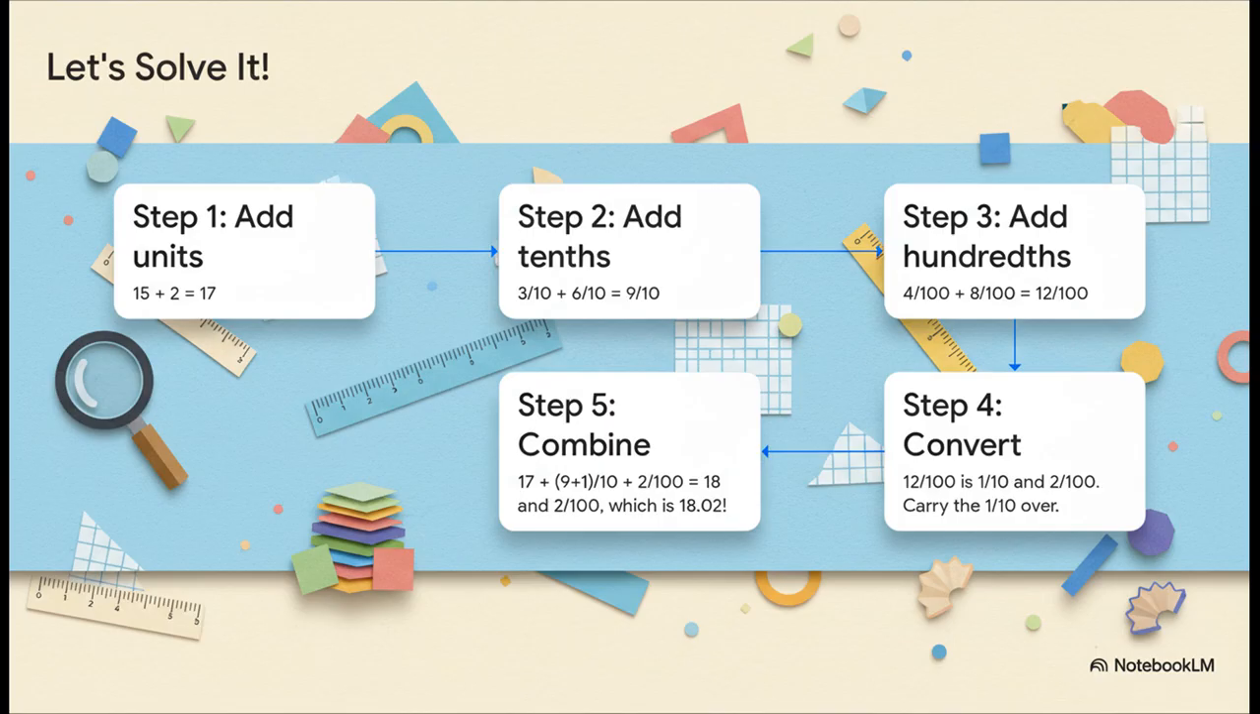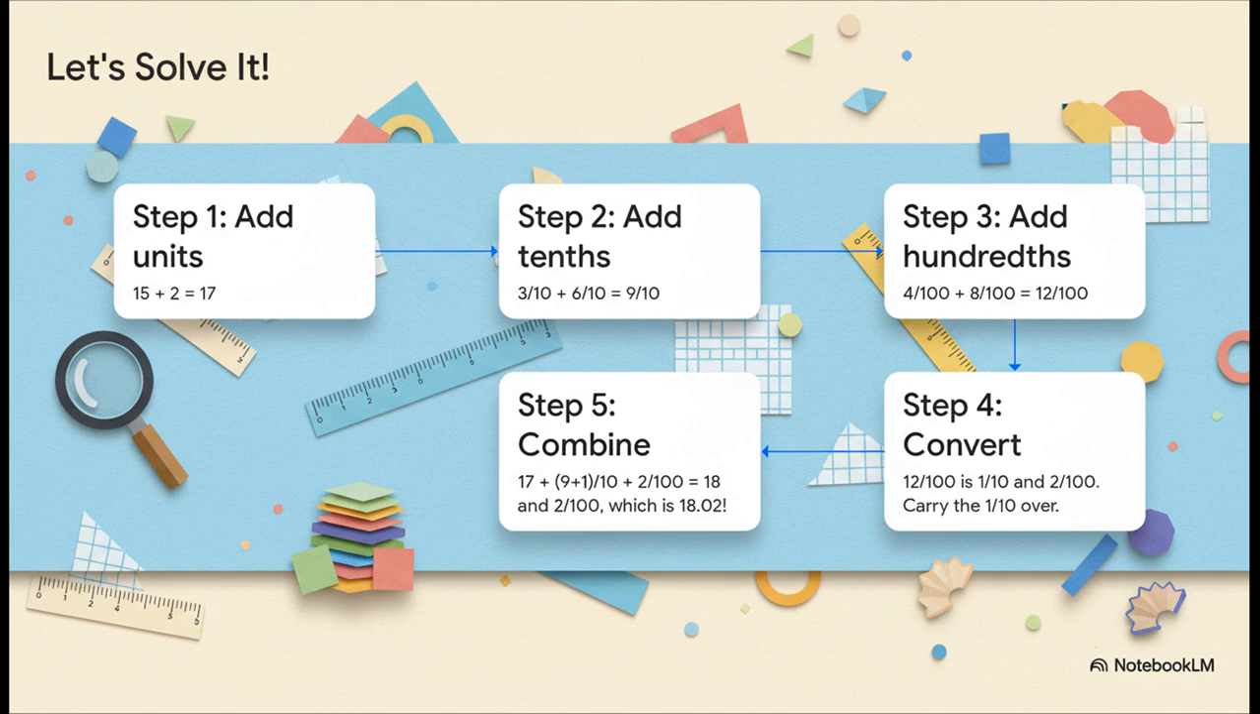First up, the whole units. 15 plus 2 gives us 17. Great. Next, the tenths. 3 tenths plus 6 tenths is 9 tenths. Perfect. Finally, the hundredths. 4 plus 8 is 12 hundredths. Now, wait a minute. 12 hundredths is more than 1 tenth, isn't it? We can think of it as 10 hundredths and 2 hundredths. And what is 10 hundredths? It's the same as 1 tenth. So we carry that 1 tenth over to our tenths column.